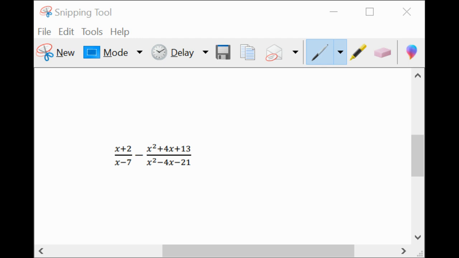So 6 times x is 6x. 6 times 1 is 6. Now I'm going to look at the other one. What is x plus 1 missing that x minus 2 has? Well, it's missing an x minus 2. So I get plus 6x minus 12.